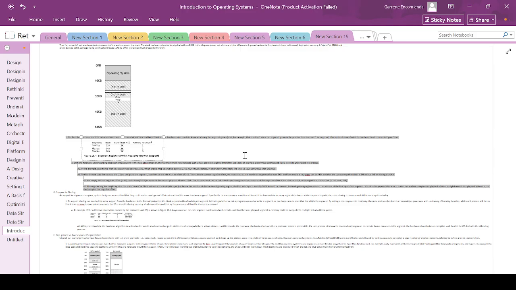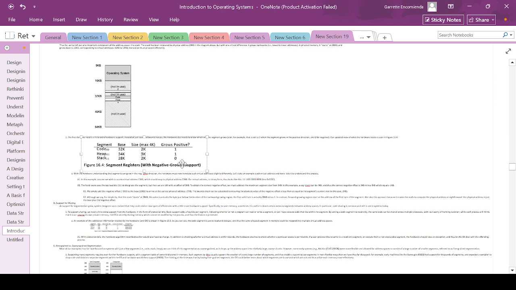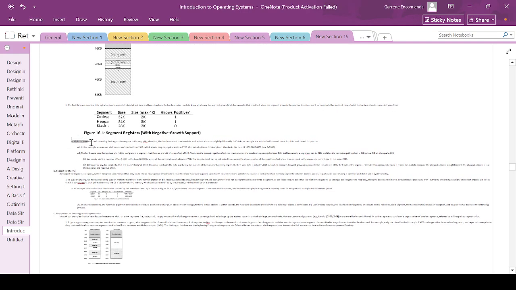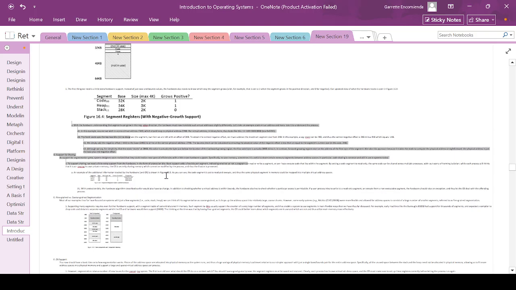Our updated view of what the hardware tracks is seen in figure 16.4. Code is 1, heap is 1, and stack is 0. So, segment registers with negative growth support. With the hardware understanding that segments can grow in the negative direction, the hardware must now translate such virtual addresses slightly differently, just like in the representation before. After the load or fetch instruction, it translates the virtual address a bit differently.